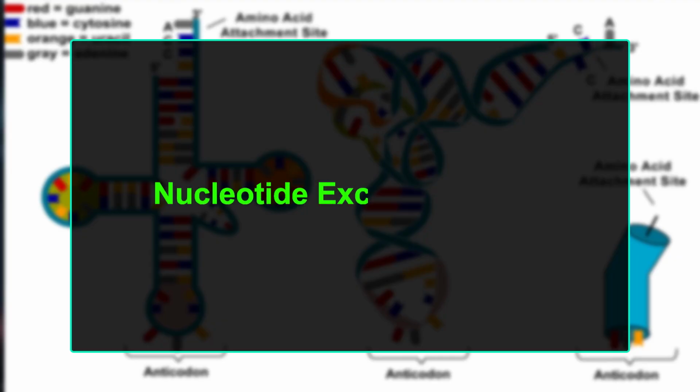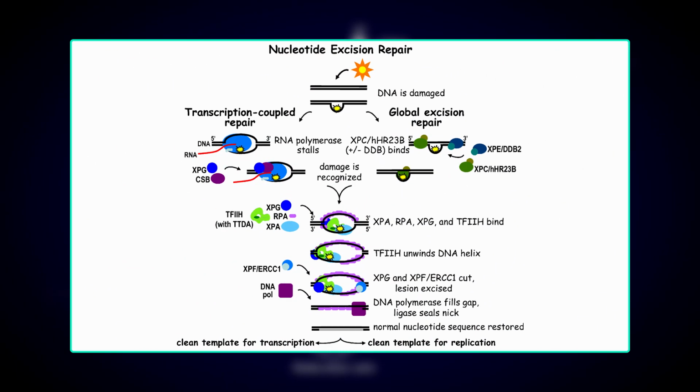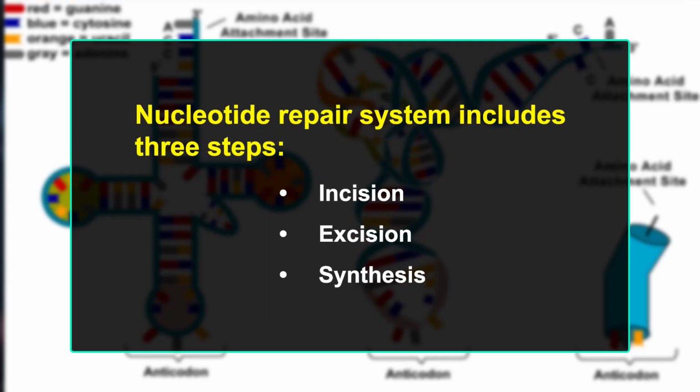Dear students, let's now discuss the second system, that is nucleotide excision repair. Nucleotide excision repair is a widespread mechanism for repairing damage to DNA and recognizes multiple damaged bases. The nucleotide repair system includes 3 steps: incision, excision, and synthesis. Incision is done by endonuclease enzyme precisely on either side of the damaged patch of the DNA strand. In this way, the damaged portion of the strand is cleaved.